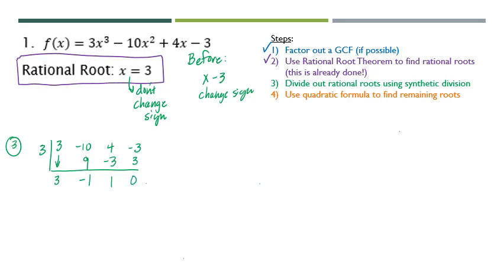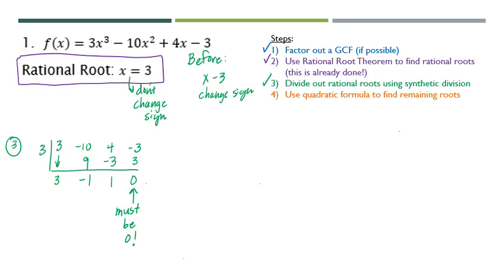Something very, very important is that the last number in your synthetic division must be 0. If it's not 0, one of two things has happened. Either you did your synthetic division incorrectly, in which case you should go back and double check it, or maybe your rational root was wrong. That's not going to happen today because we're being given the rational root. That's guaranteed to be correct. But if you were doing it by yourself, you would want to make sure that it comes out to be 0, because otherwise it could mean that your rational root was wrong. All right, so we've completed step 3.